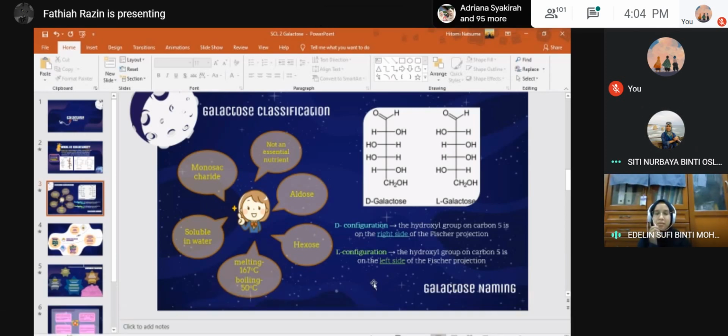For the L configuration, it is named L-galactose because the hydroxyl group on carbon 5 is located on the left side of the Fischer projection. That's all.